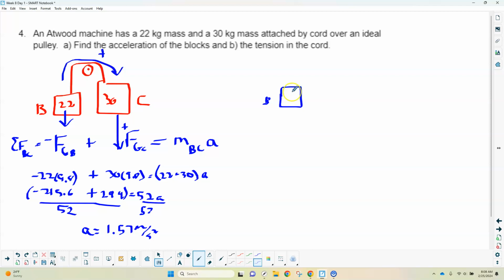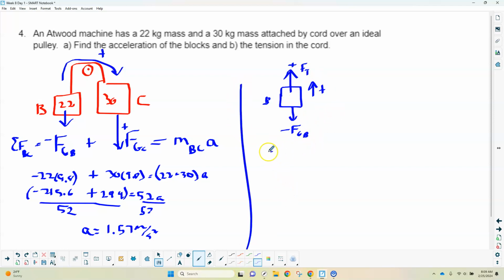Yeah, that's what I picked. So if I look at B, we have the tension in the cord pulling up. So box B accelerates upward, so up is positive, so tension is positive. And then we have our gravity force, which we already know for B. That's pulling down, and that's in the negative direction because it's opposing the way that this thing moves.